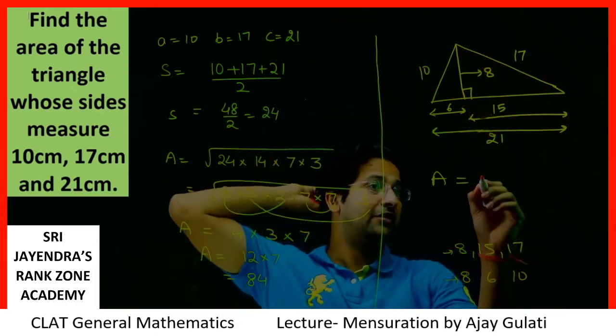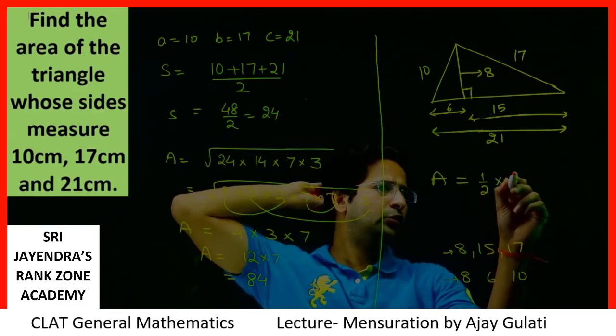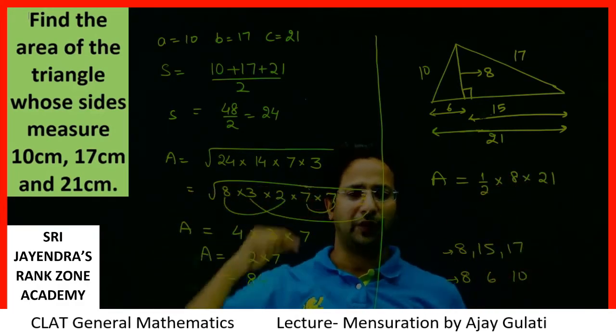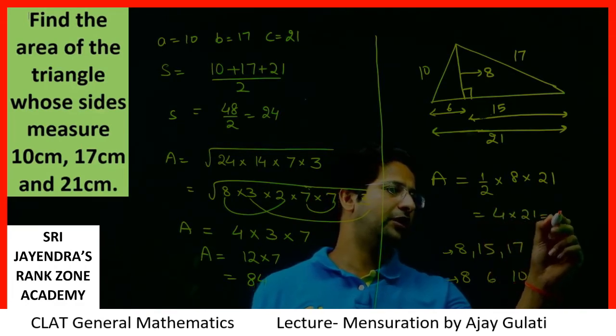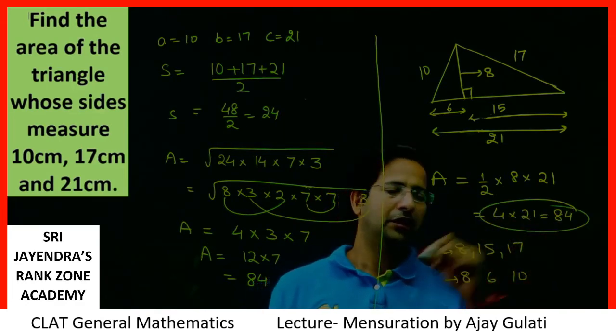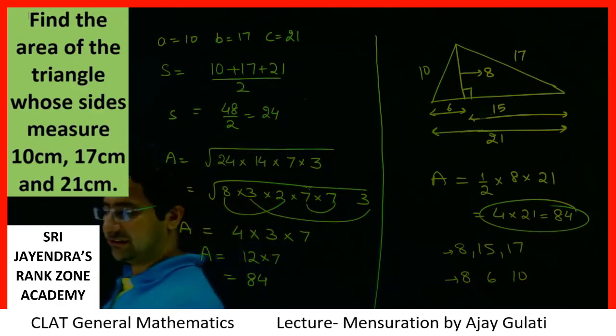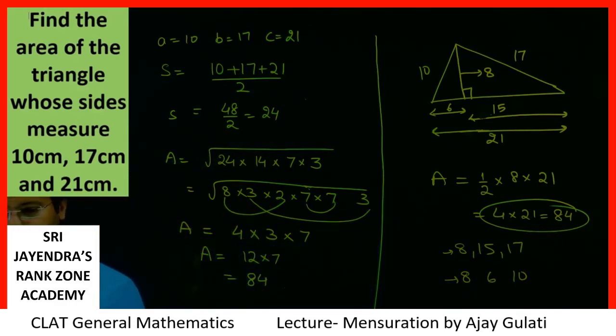So I can say half into 8 into 21. This can be represented as 4 into 21, or 84. Again, we are getting the same answer. So the area of this triangle is 84. Okay, dear students.